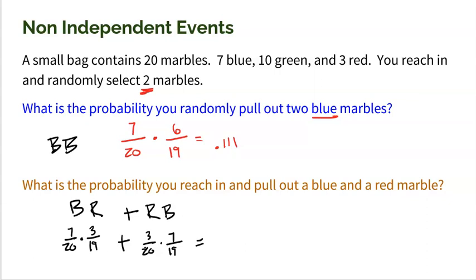So you could calculate it twice and add them together, or you could just calculate it once and then multiply it by 2, because there are 2 different ways it can happen, and those 2 ways are equivalent. So 7 out of 20 times 3 out of 19, and then double that, times it by 2, or just do the math twice and add together. It doesn't really matter, but we get 0.111.